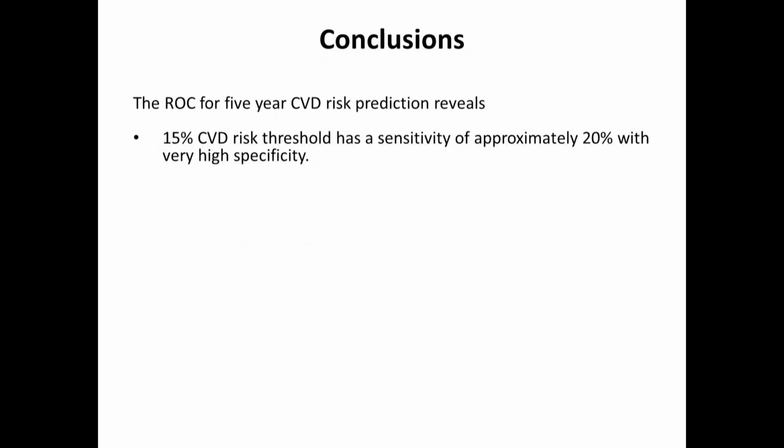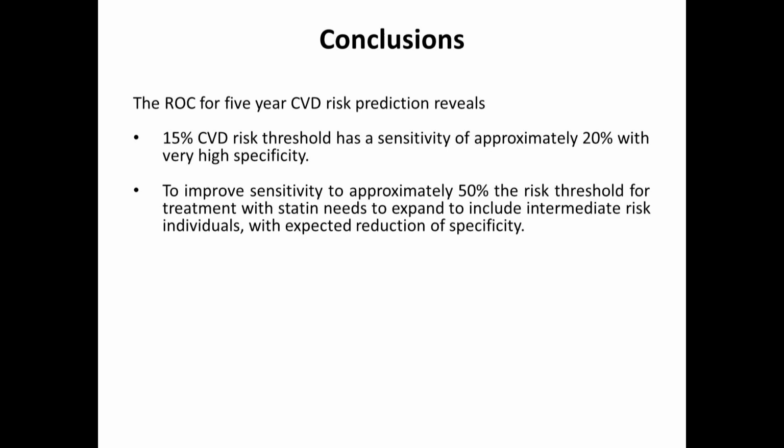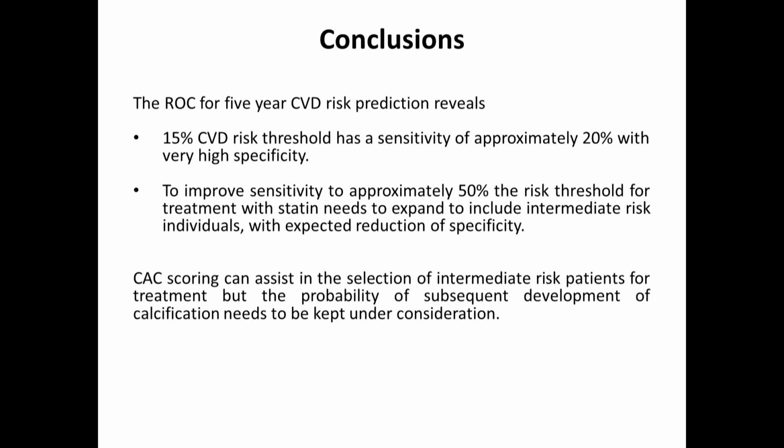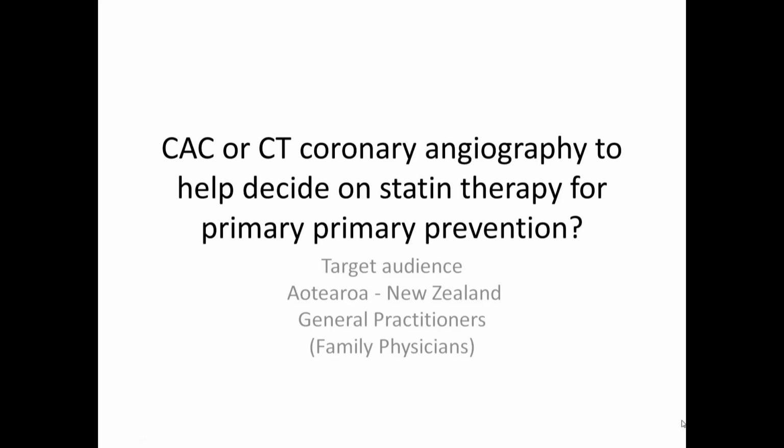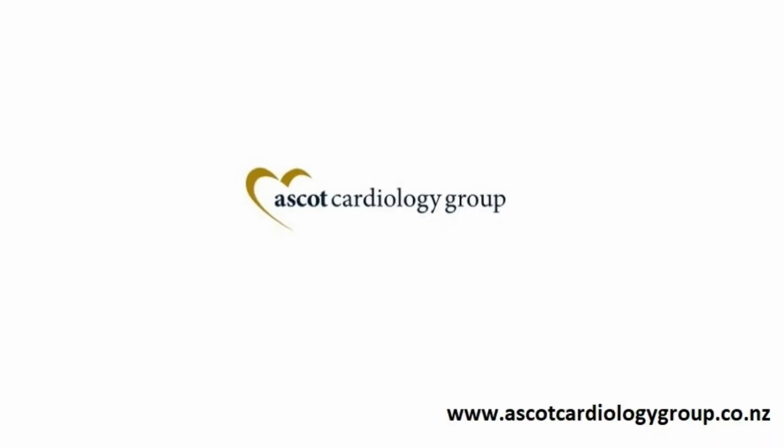When we accepted the rigid 15% CVD risk threshold for statin therapy, we only had 20% sensitivity for treating those at risk of CVD events in the next 5 years. To improve that sensitivity to 50%, we now have to consider treating a lot of the intermediate risk group. Coronary artery calcium scoring can be helpful in this group. A reassuring low coronary artery calcium score can change, and we need to keep this in mind. Next question might be, should we spend even more money and do a CT coronary angiogram instead of calcium scoring on our patients?